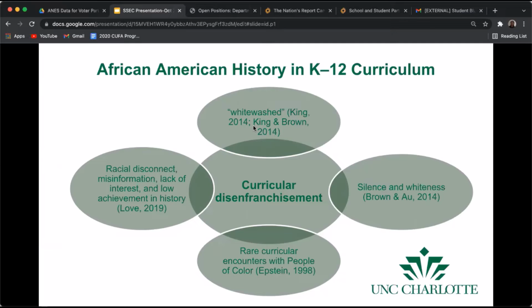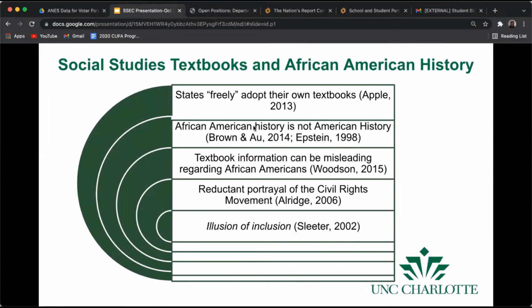It can be argued that history curricula is separated into 2 categories, silence and whiteness. Silence is an ideology that is constructed and informed by power, and whiteness is defined as the presence and overarching dominance of white skin within the social construction, normalizing this in numerous social contexts. Therefore, African American students rarely see themselves within their curriculum, and that leads to curricular disenfranchisement, which causes a racial disconnect, misinformation, lack of interest, and low achievement in history courses.